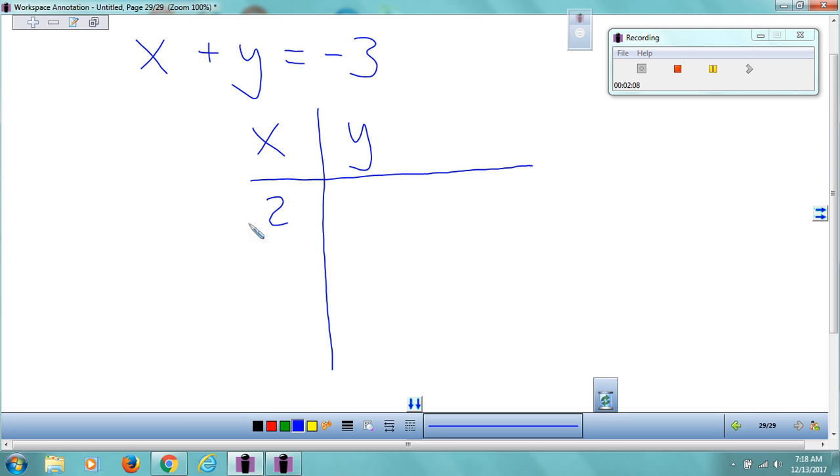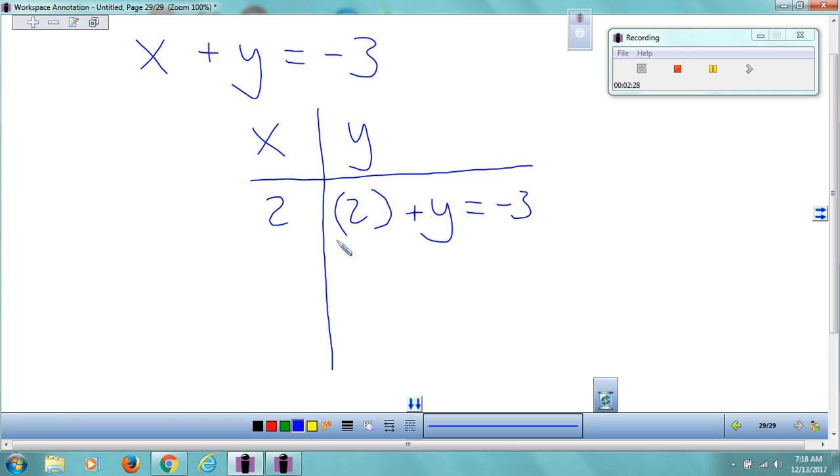So first off, let's just input 2. That means we're going to plug in 2. You can see it's our x value. So I'm going to replace x with 2: 2 plus y equals negative 3. And you guys are going to show this work in every single problem that you do today, every single graph. You'll have up to 6 that you'll be doing on your own.